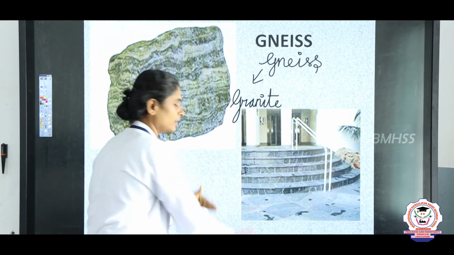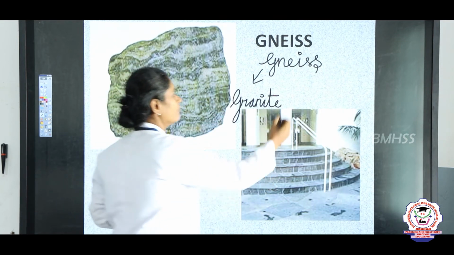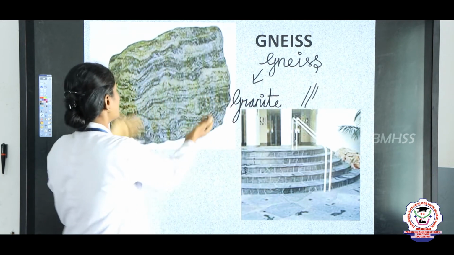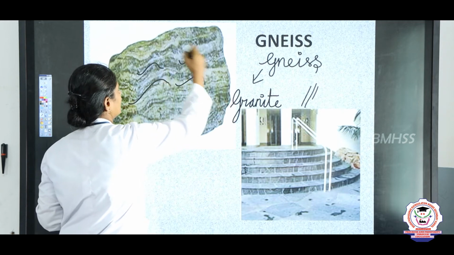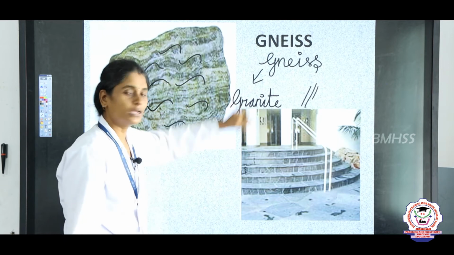So in the construction of buildings, this gneiss is used, and this gneiss has very dark bands. The rock has many dark bands like this. So there will be many dark colored lines. Okay, so this is the nature of the gneiss, right?